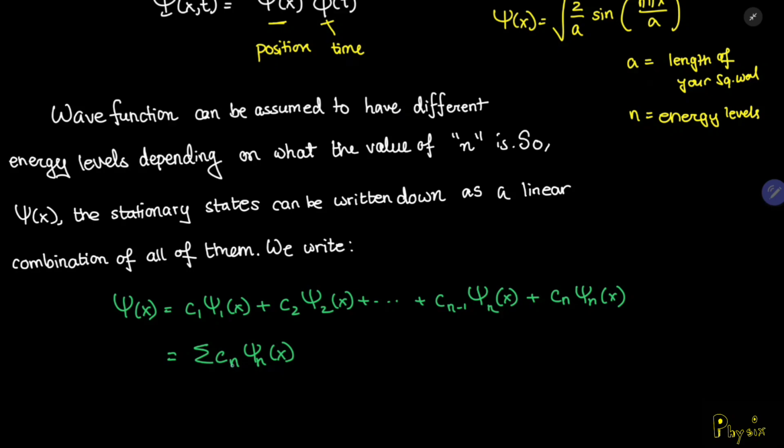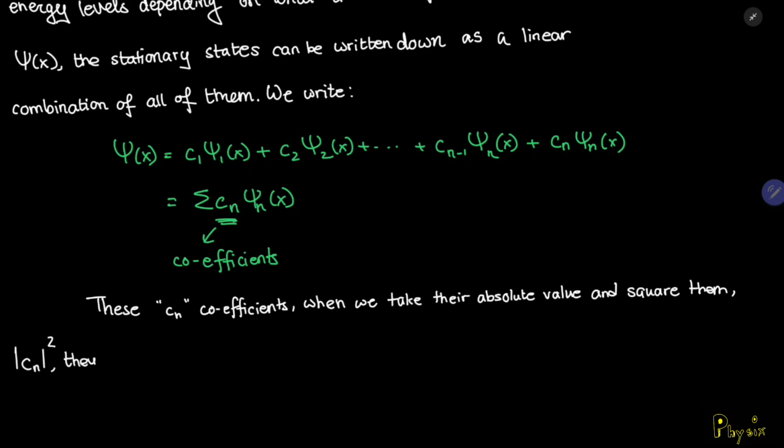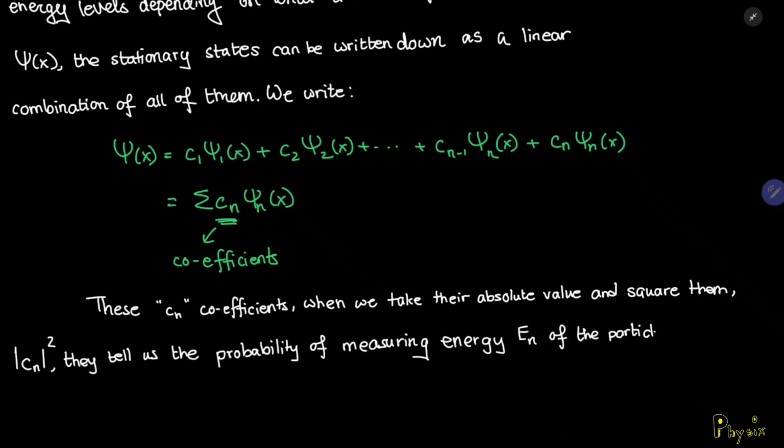and notice that these c sub n's are what we call the coefficients of your stationary states. These coefficients, when we take their absolute value and we square them, tell us the probability of measuring energy E sub n of that particle having that specific wave function.